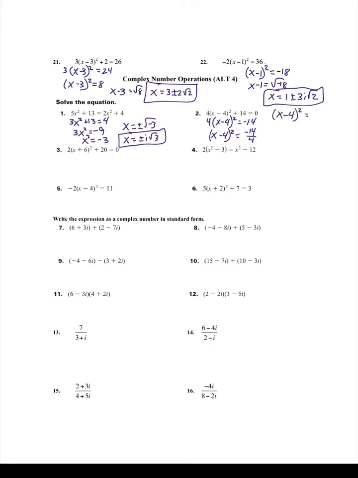That reduces to negative 7 over 2. Take the square root of both sides. Then we can add 4, which gives us 4 plus or minus i times the square root of 7 halves.